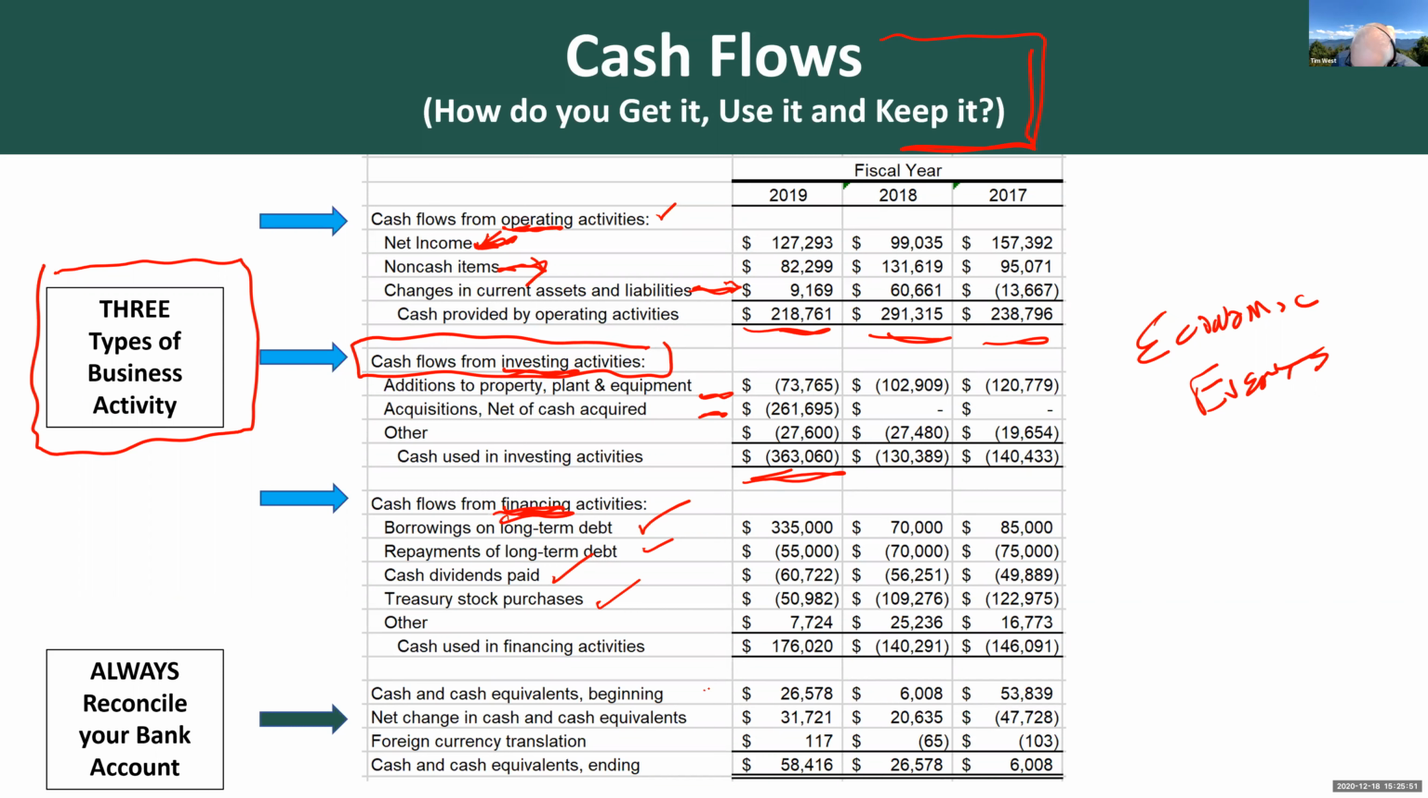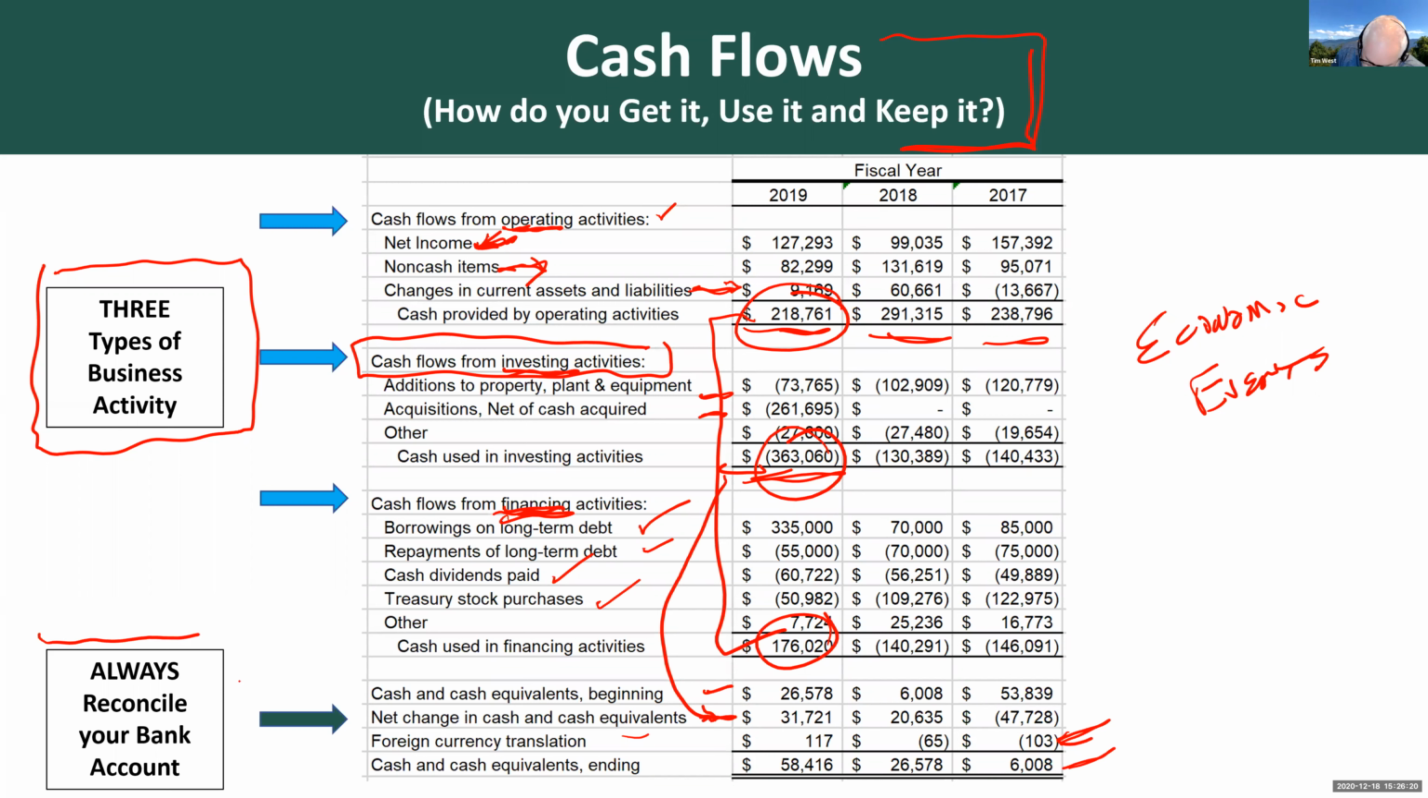Ultimately, you've got beginning cash, and you've got the information that happened from these three. All of those get added together and they tell you the net change in cash and cash equivalents. In this case, they've got some foreign currency transactions. That is another pretty esoteric accounting thing. I'm not going to drag you through that piece. Ultimately, you wind up with ending cash.